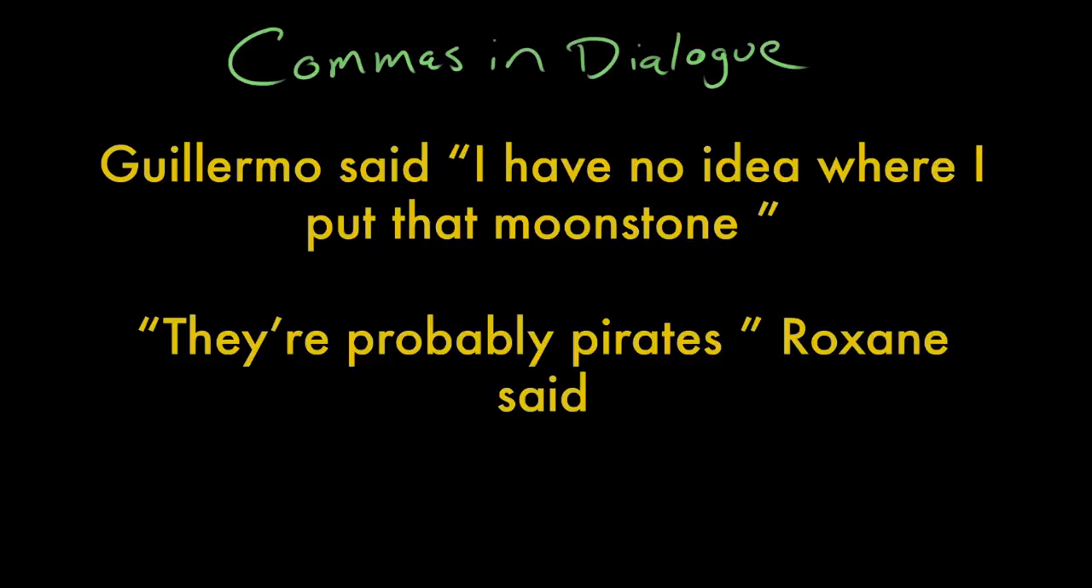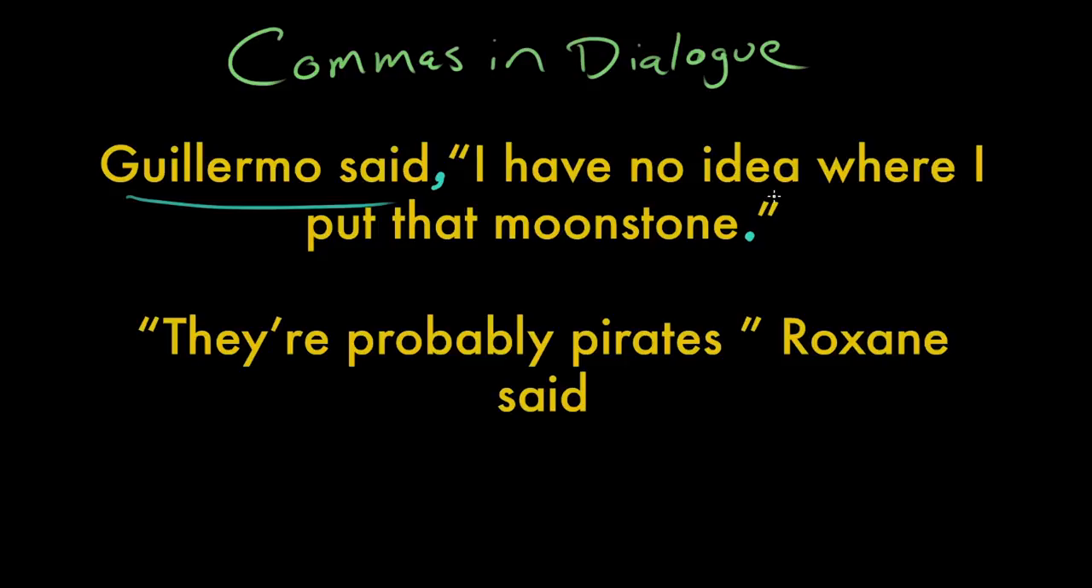Paige, would you read me this sentence? "Guillermo said, I have no idea where I put that moonstone." So we're starting into this sentence, and we're going to use this comma as a ramp to divide between the utterance and what's called a dialogue tag. So: Guillermo said, comma, I have no idea where I put that moonstone. This is the end of his utterance. We're going to put a period here.